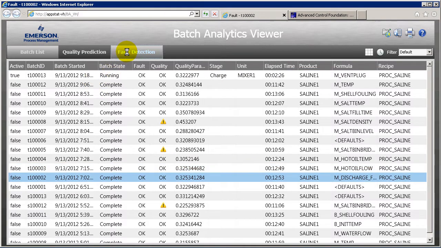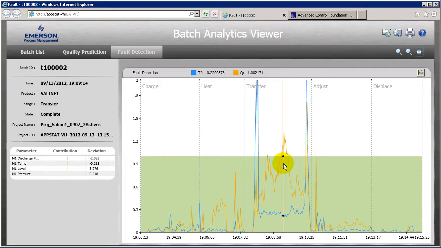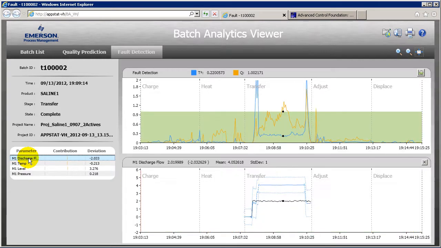So to demonstrate what an operator sees under fault, we're selecting a batch where a fault was detected. And as we see here, the Q statistic was above a value of 1. By clicking on this, we can see that the main contributor to the fault is the discharge.